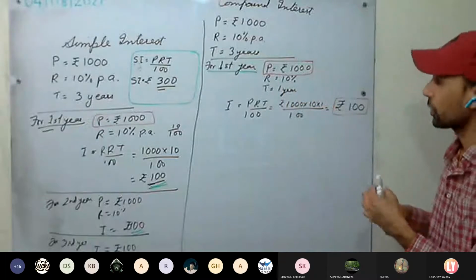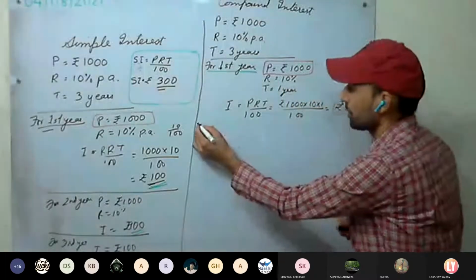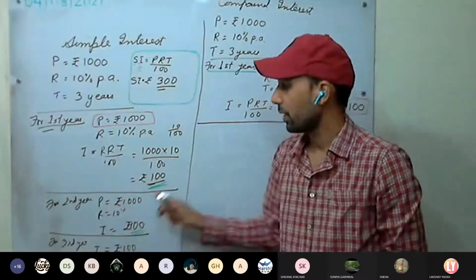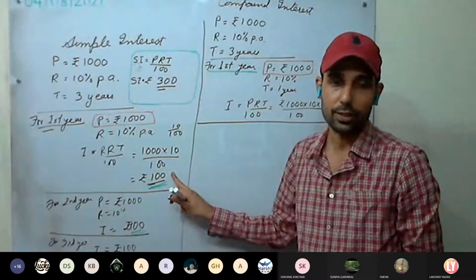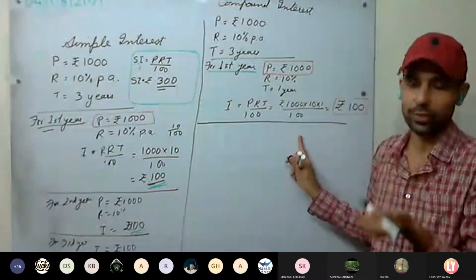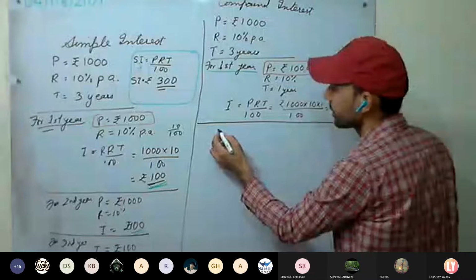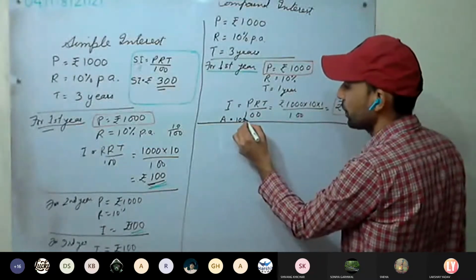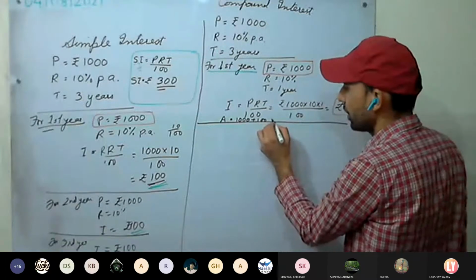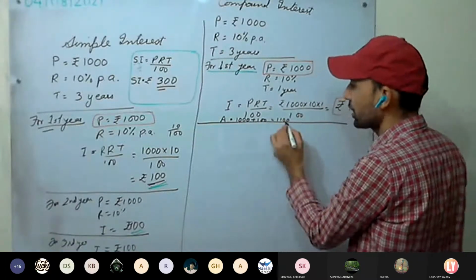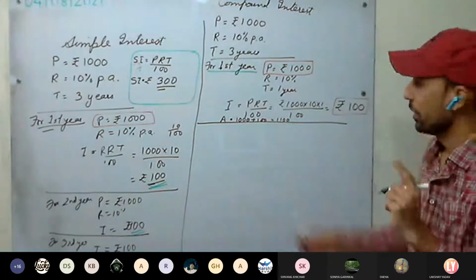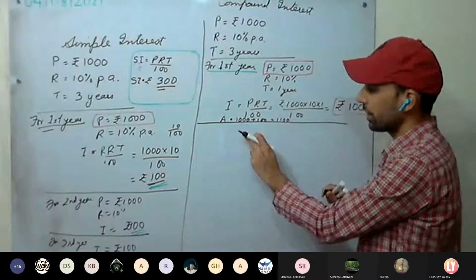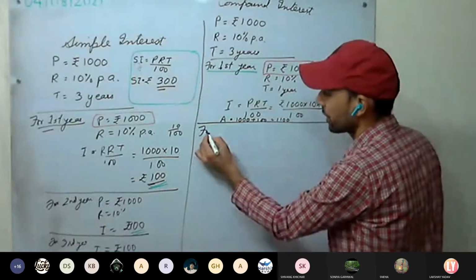Now see here, for the second year, what is going to happen? If you are calculating simple interest, principal remains same. We are not charging interest on interest, but here we'll be charging interest on interest. After first year, what will be the amount? 1,000 rupees plus 100, 1100. This is the amount after 1 year. So this amount after 1 year will be the principal for the second year.